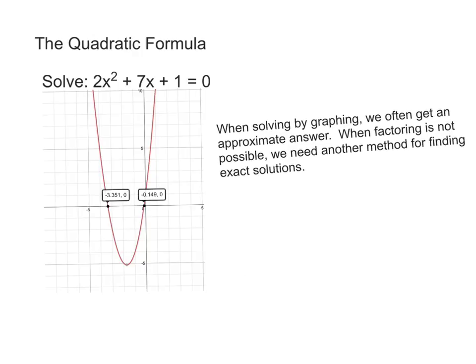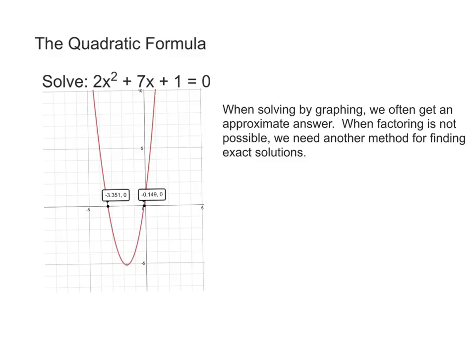But here's the problem with that. When solving by graphing, we often get an approximate answer. When factoring is not possible, we need another method for finding exact solutions. That method is going to be the quadratic formula.